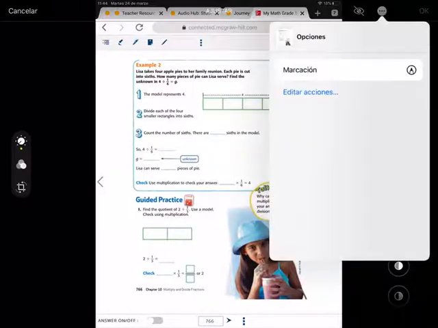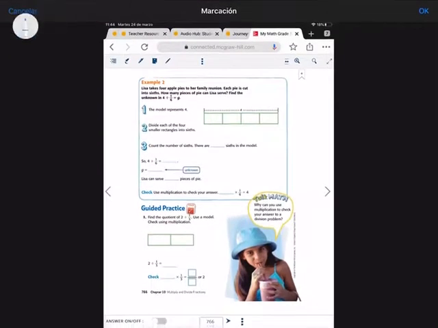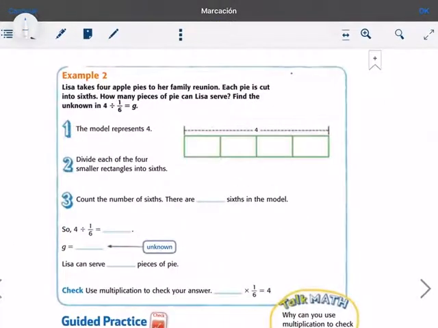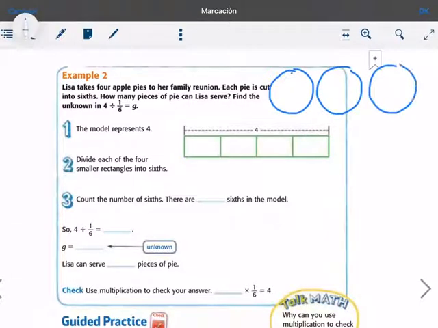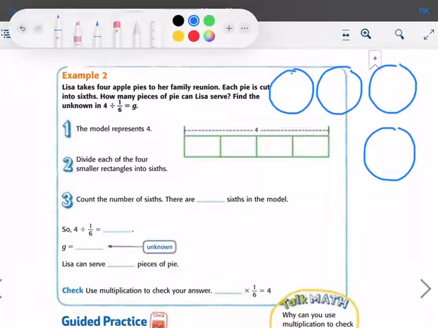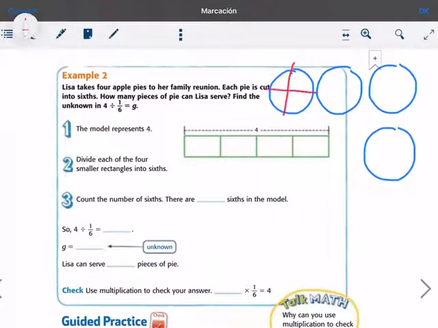My battery is dying. No. Okay. I have the 4 cakes. No, apple pies. 2, 3, and 4. And I have to divide them into 6 parts. Let me check if I can. There we go.